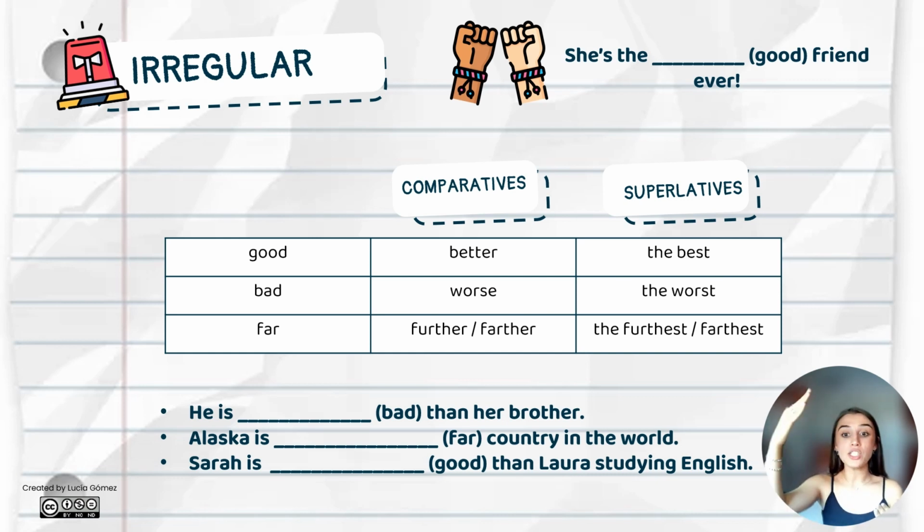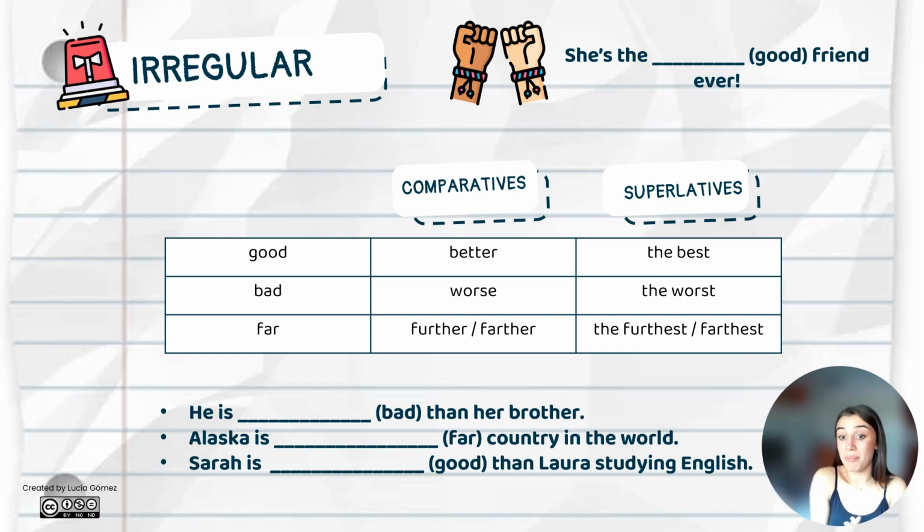If we pay attention at the example at the top, we have something like she's the best friend ever, okay? Or those ones that you have just below. He is worse than her brother. Alaska is farther with A. Sorry, is the farthest country in the world. And then Sarah is better than Laura studying English. These are just some examples.